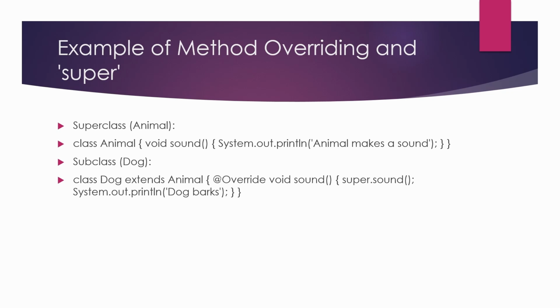Let's take a look at an example to illustrate overriding and the use of the super keyword. Consider the superclass Animal that has a method called sound. The subclass Dog overrides this method but also wants to call the parent's sound method before adding its own behavior. In this case, it uses the super keyword.